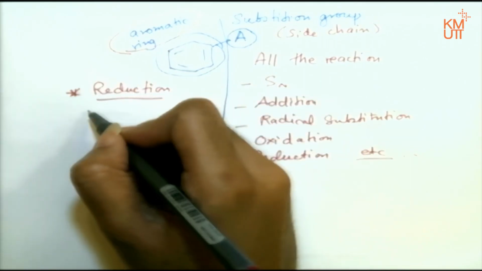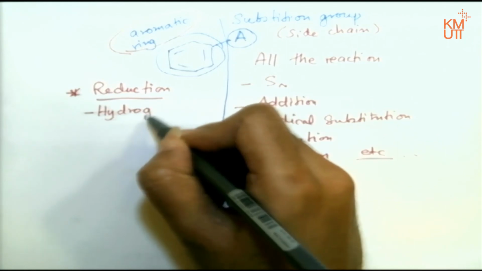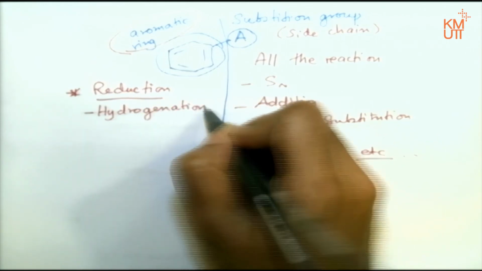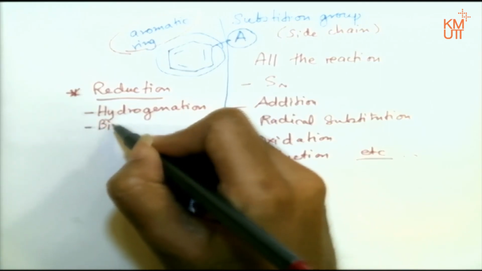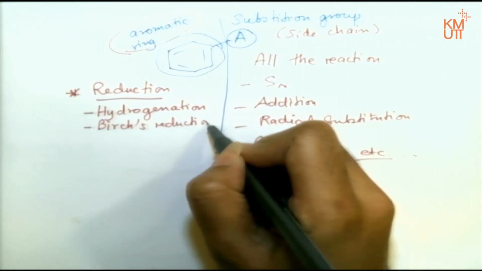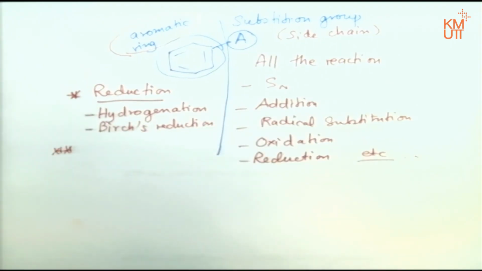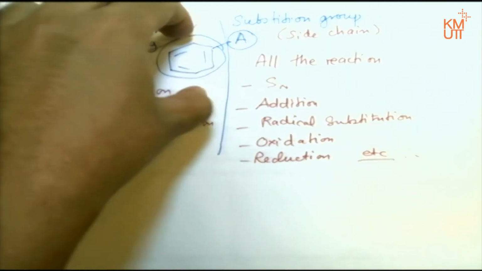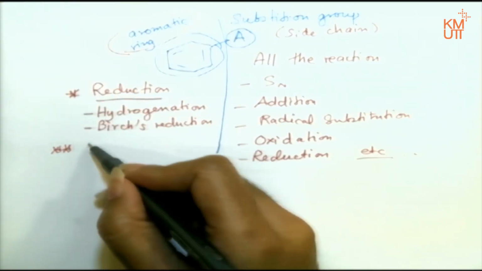You have reduction. The first reduction is hydrogenation. This is what you have to remember. And the second one is called Birch reduction. I will explain later what it means. And I put two stars here. The most important reaction which occurs directly on the aromatic ring is electrophilic substitution.